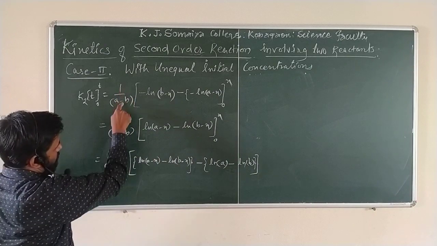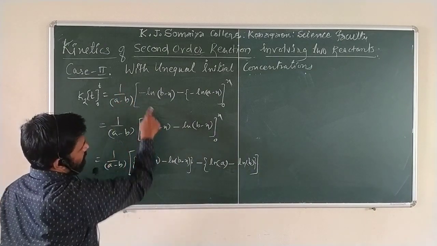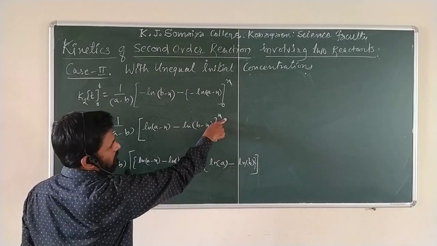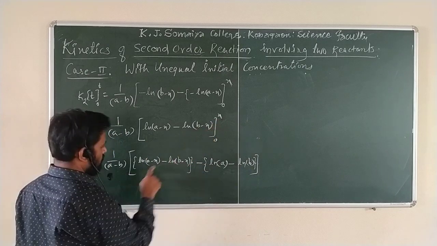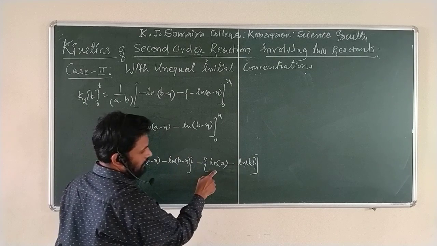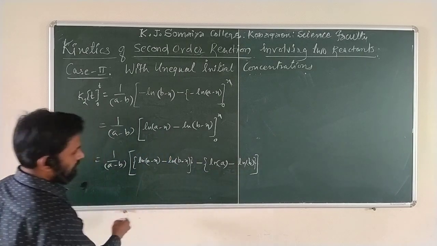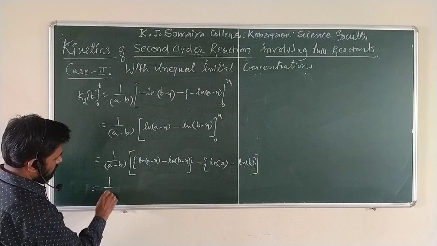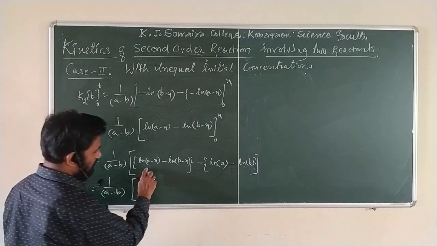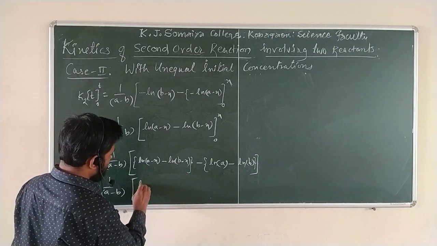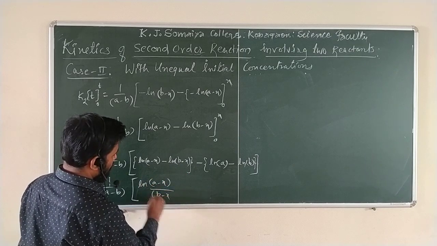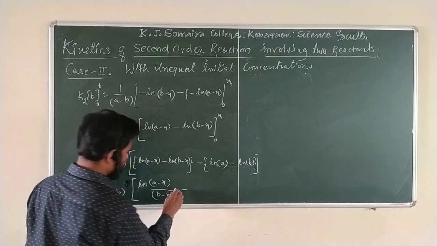See, 1 upon (a - b) as it is. Here it is a - x. Within the limits, we just have to subtract the lower limit from the upper limit: put the values of ln(a - x), ln(b - x), minus, and this becomes 0, ln a minus ln b. So can I write as this one, 1 upon (a - b) as it is. So this becomes ln(a - x), ln(b - x)... this will become ln(a - x) upon ln(b - x), minus.